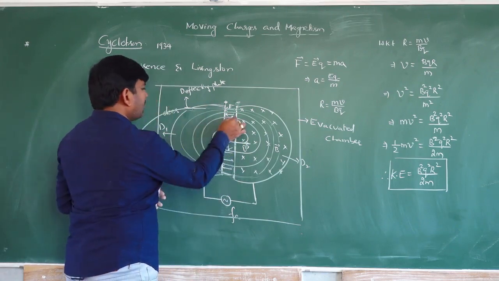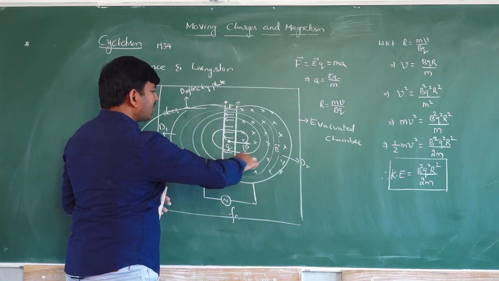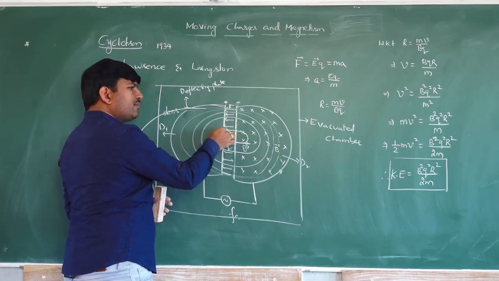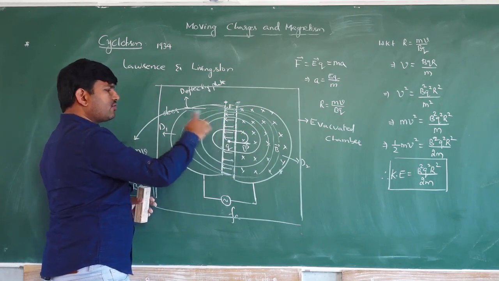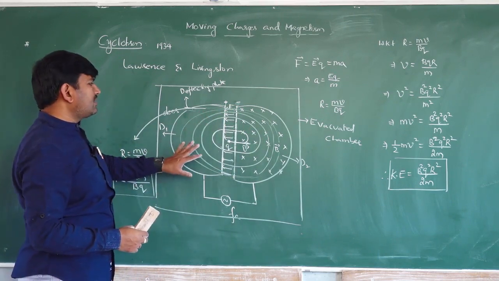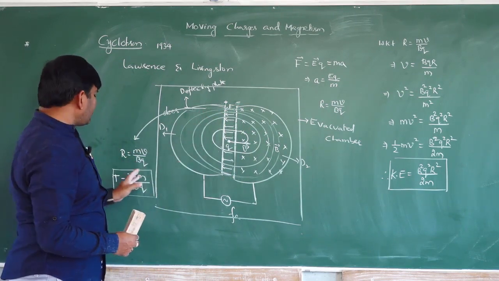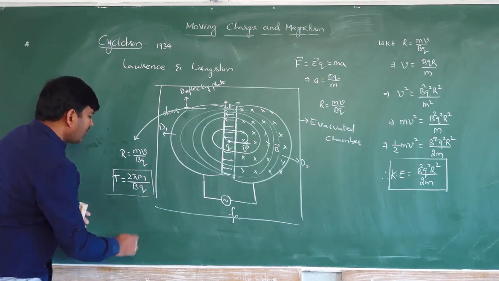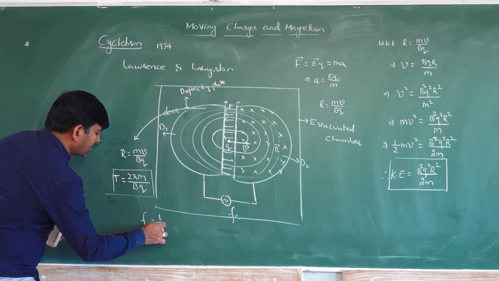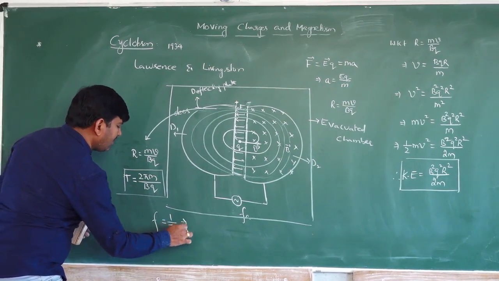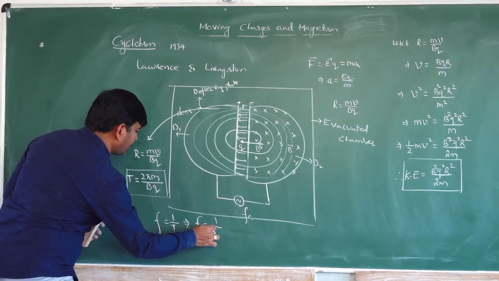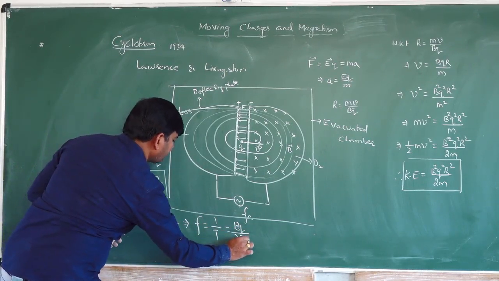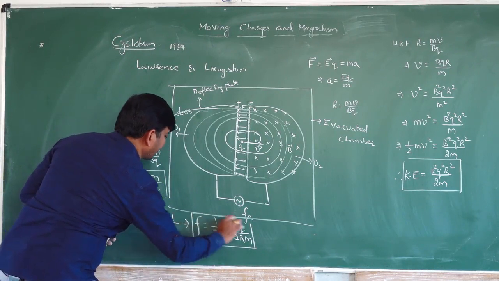Now inside the D the radius remains constant, but once it comes out of the D, because of the increased velocity, the radius is going to increase. This is what happens in the cyclotron. And now what is the frequency? Once you know the time period, we are able to get the frequency, because frequency is nothing but the reciprocal of time period. Therefore, frequency f is equal to 1 by T is equal to bq divided by 2 pi m. This is the frequency of revolution of the charged particle in the cyclotron.